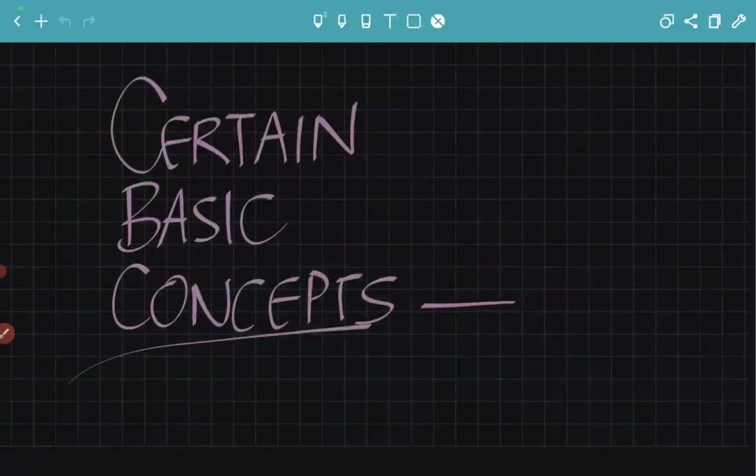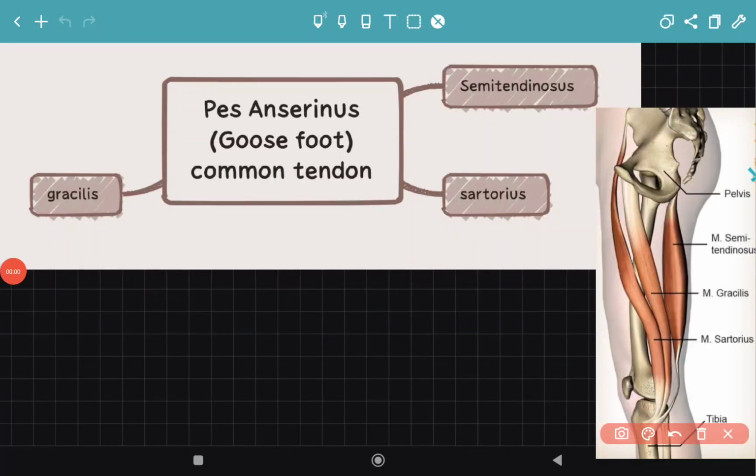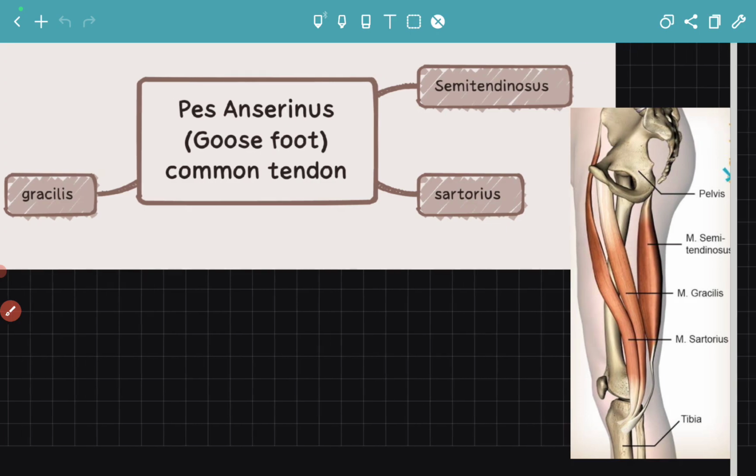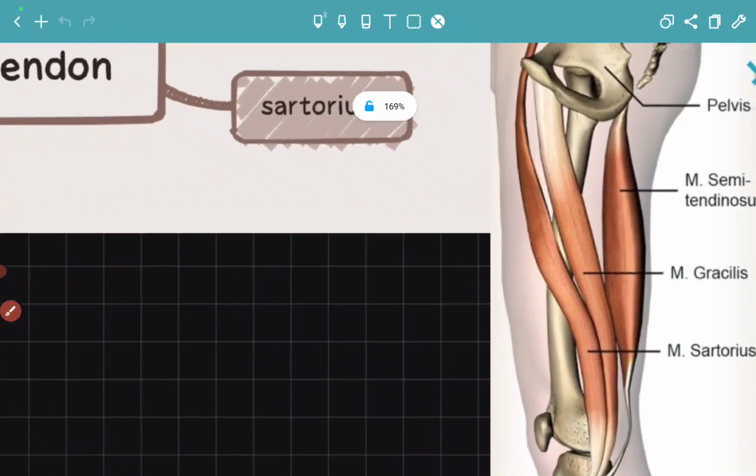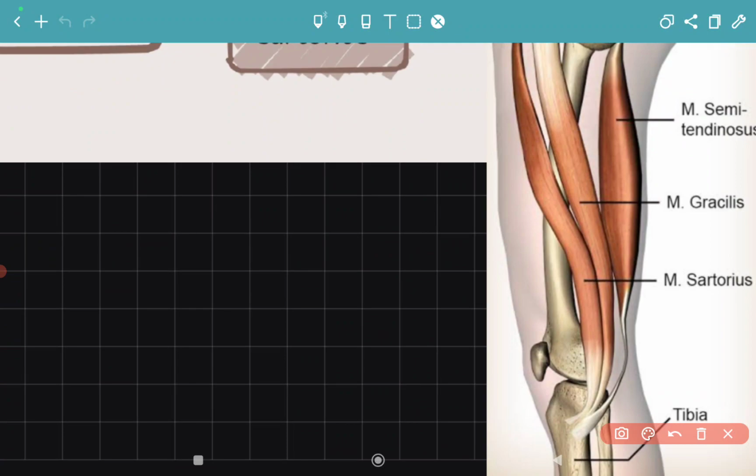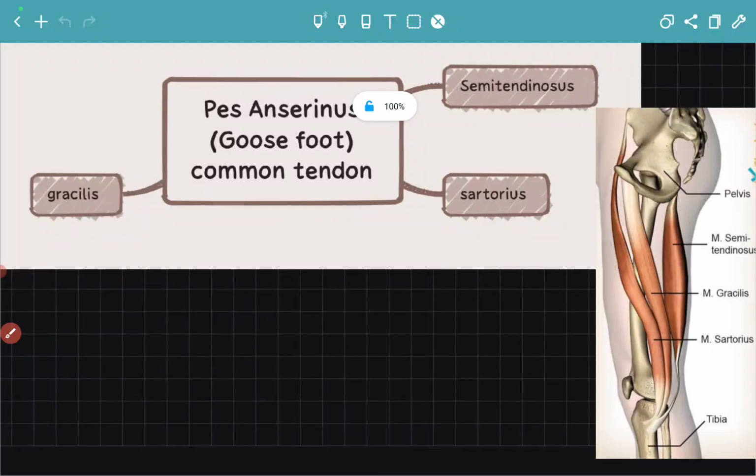Now let's have a look at certain basic concepts. Let's start with pes anserinus. We discussed this term in Series 1. Pes anserinus is also known as goose foot. It is formed by the common tendon of three muscles, semitendinosus, sartorius and gracilis. It can be appreciated well in this diagram. Semitendinosus, gracilis and sartorius, three of these muscles inserting as a common tendon, pes anserinus, to the proximal medial aspect of tibia. This was about pes anserinus.